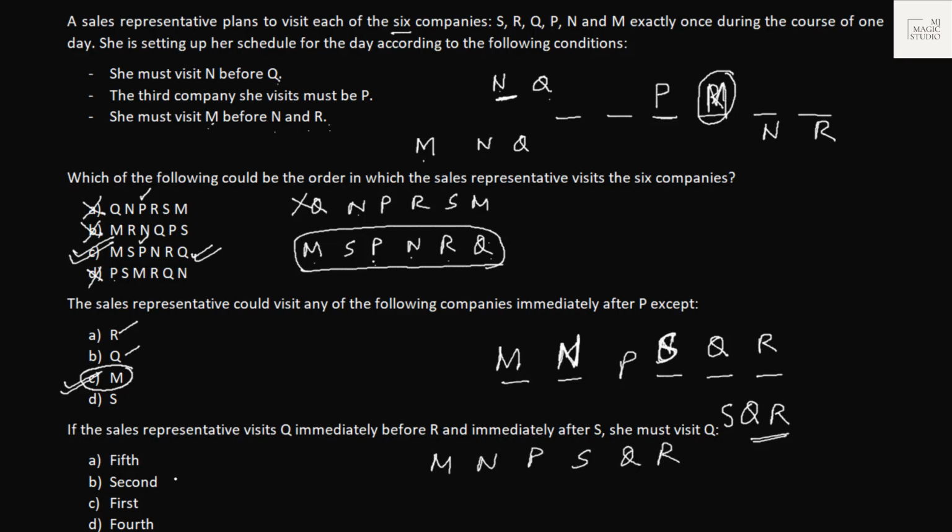MN, PS, QR. Let's read this again. Q immediately before R, done. And immediately after S. Q is after S, done. P is at third position. N should be before Q, done. And M should be before NQ, done. So this is the order which we can form with the given condition. C must visit Q at the 5th position. Option A would be the fit in this case.